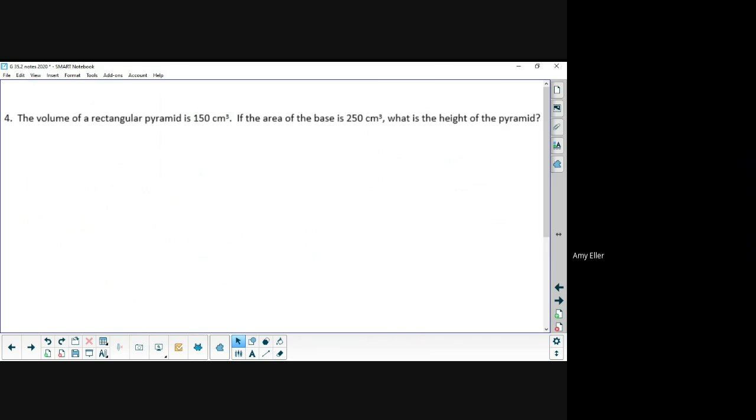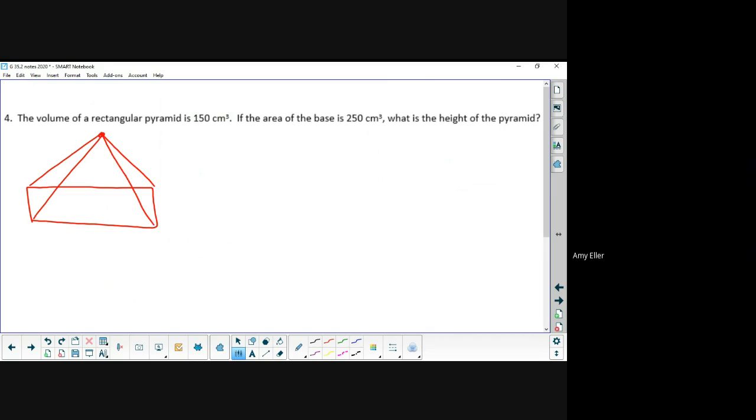Rectangular pyramid. Draw a rectangle. Is there going to be one rectangle base or two? One. So we just draw a point at the top and we just connect everything to that. Let's label what we know. The volume is 150. It's kind of hard to draw volume, so I'm just going to make a note that I haven't done anything with that number.